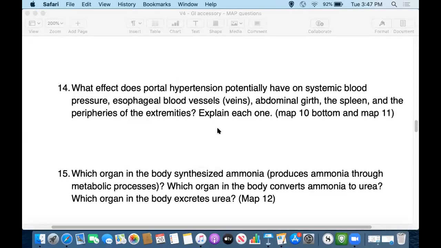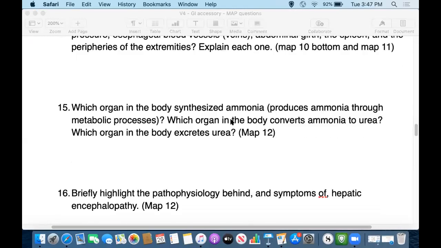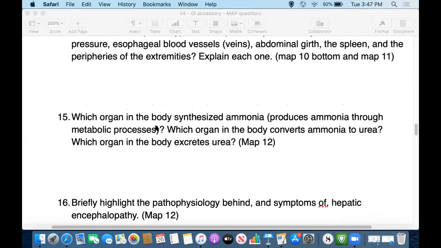So now if we look at question number 15, it's asking us which organ in the body synthesizes ammonia, which organ in the body converts ammonia to urea, which organ in the body excretes urea. This is really straight up some basic questions. So which organ in the body synthesizes ammonia, produces ammonia through metabolic processes?